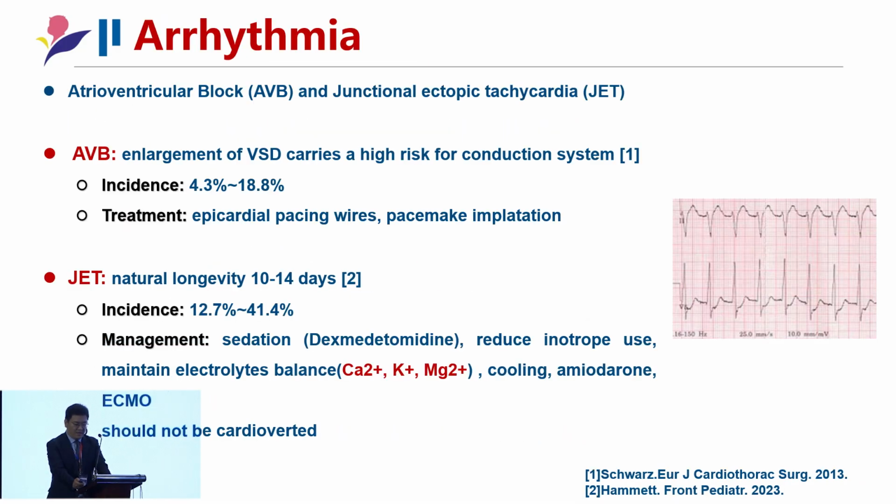Enlargement of the VSD carries a high risk of conduction system injury. The incidence rate of AVB is between 4 to 18%. Epicardial pacing wires are usually placed during surgery. However, a small group needed pacemaker implantation.